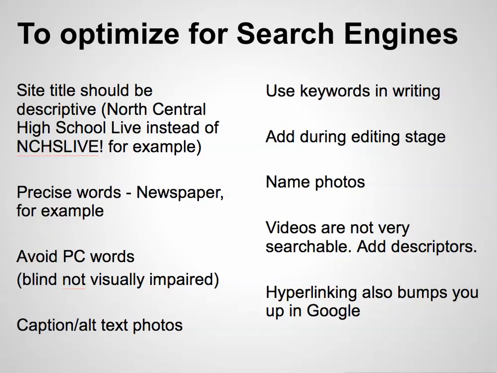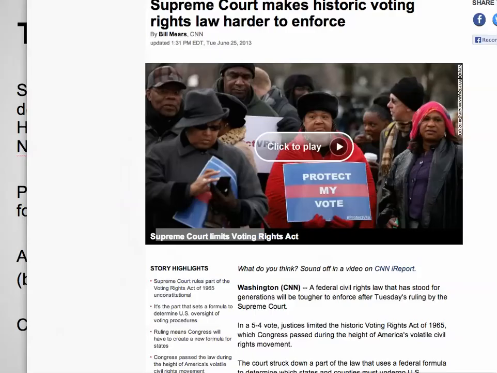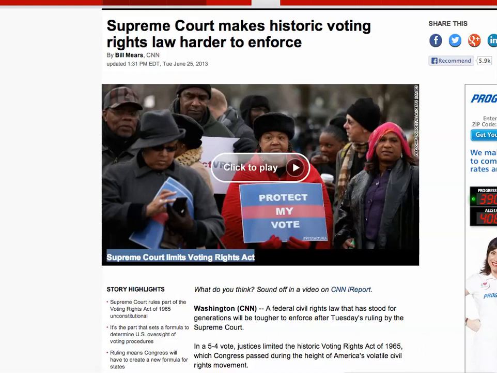Name your photos, whatever the photo actually is. Videos are not really searchable, so if you have a video on your site, you need to put a sentence or two underneath it that describes what it is. CNN does this. They put a little header under the video. So Google doesn't really know what this photo is. So CNN has given it this headline, Supreme Court Limits Voting Rights Act. So now if people search for voting rights video, this might come up.